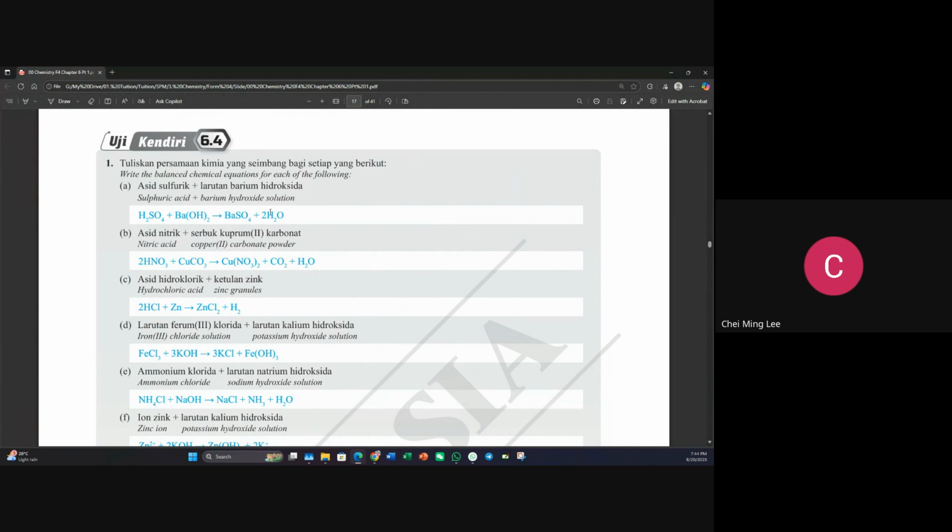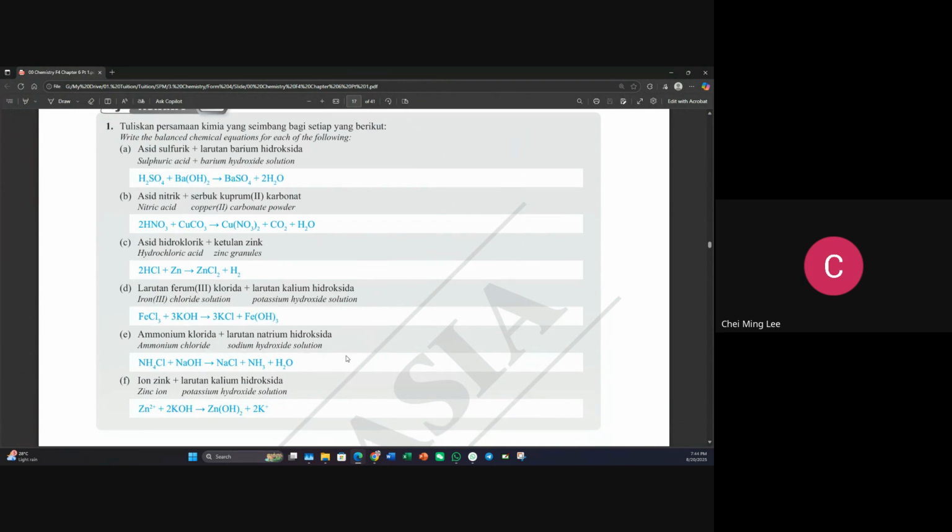Ammonium chloride with sodium hydroxide, you will form sodium chloride with ammonia with water. Zinc ion with potassium hydroxide solution, you will form zinc hydroxide with potassium ion. Okay.